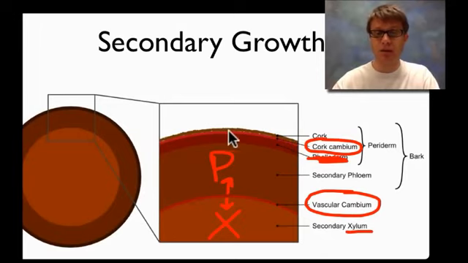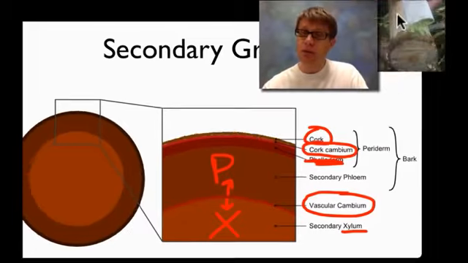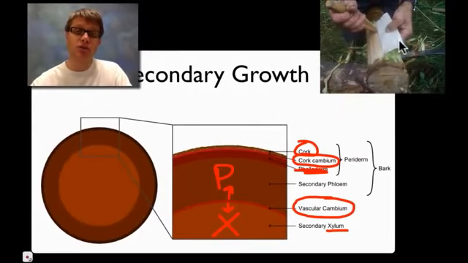So the cork cambium is another meristematic layer, and that, just like the vascular cambium made phloem and xylem, cork cambium is going to make this waterproof cork on the outside. And so this guy right here is peeling bark back from a tree, and so what is he exposing right here? He's really exposing the vascular cambium. He's got xylem on the inside, phloem on the outside.